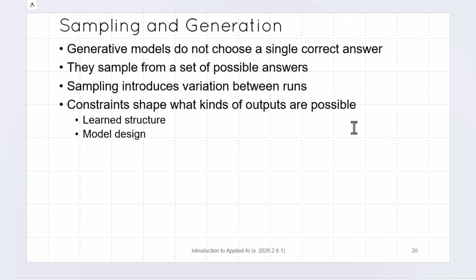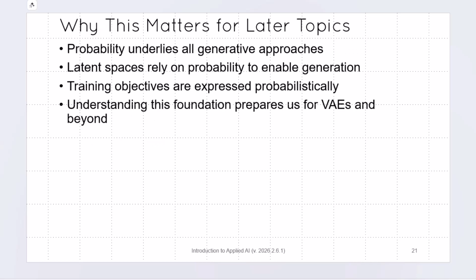Sampling and generation. So generative models do not choose a single correct answer. They sample from a set of possible answers. Sampling introduces variation between runs, and constraints shape what kinds of output are possible. So learned structure and model design are involved with this.